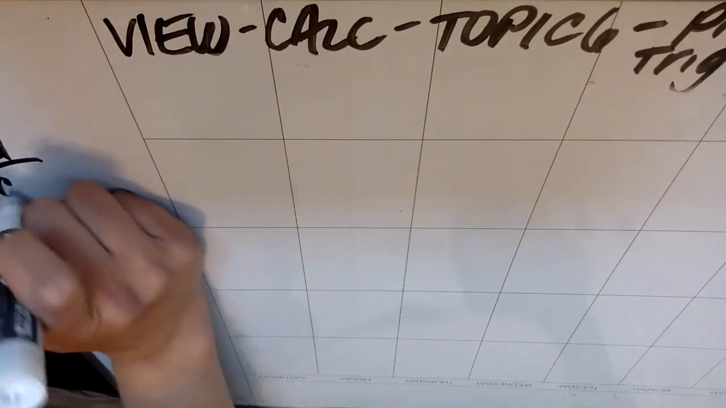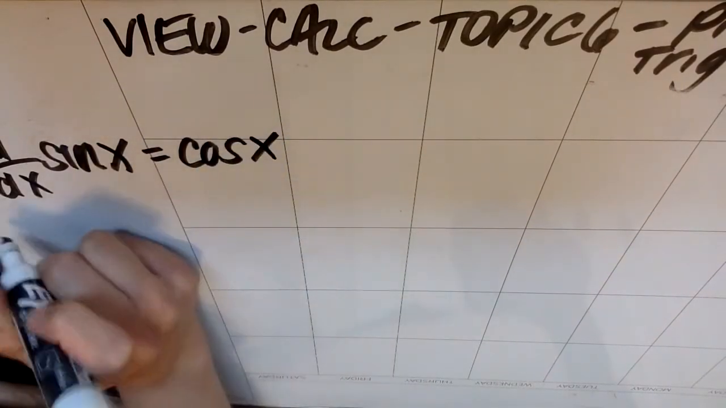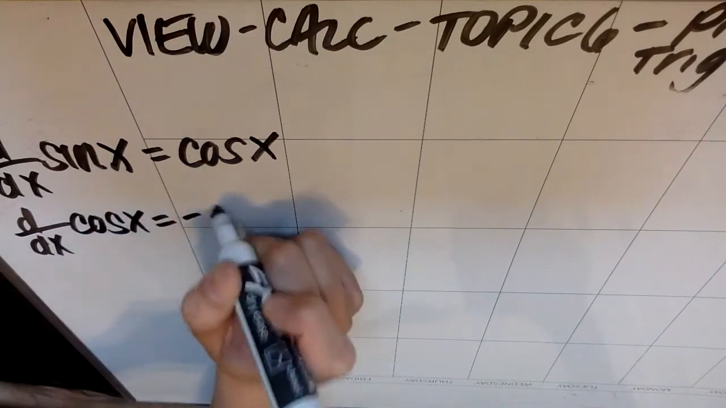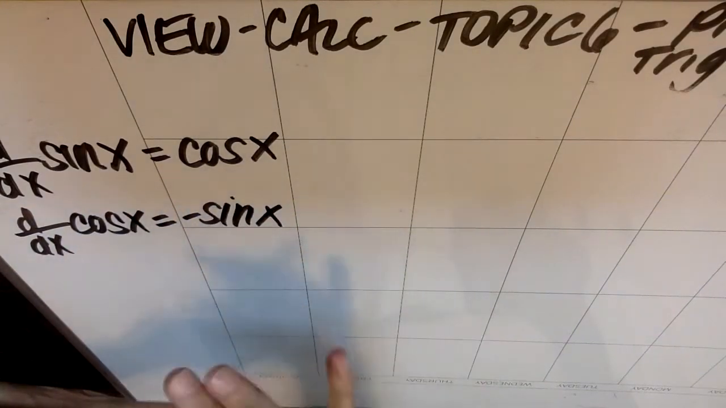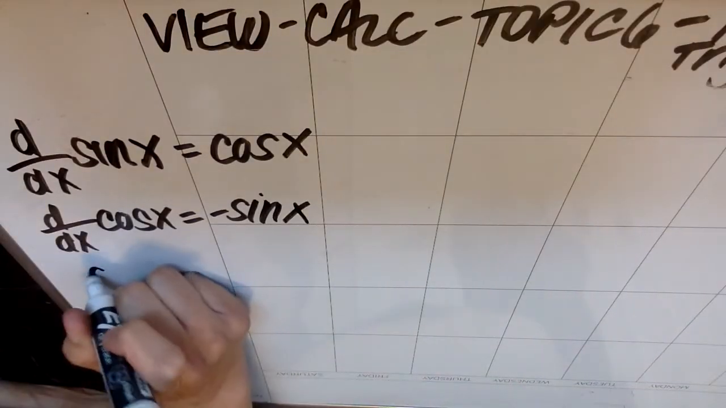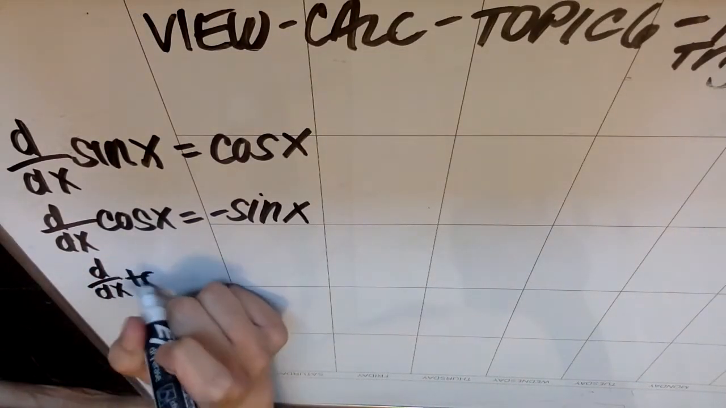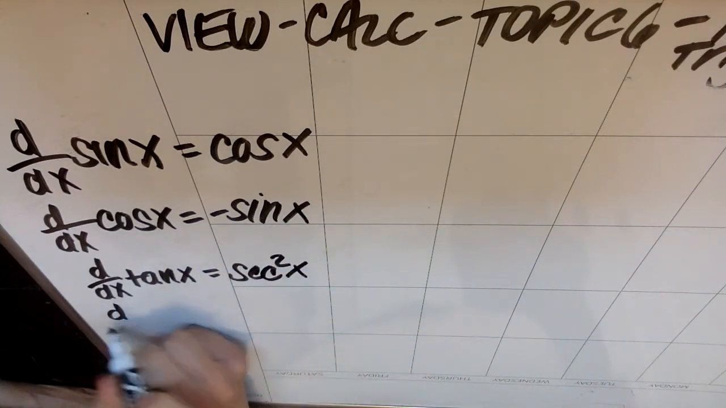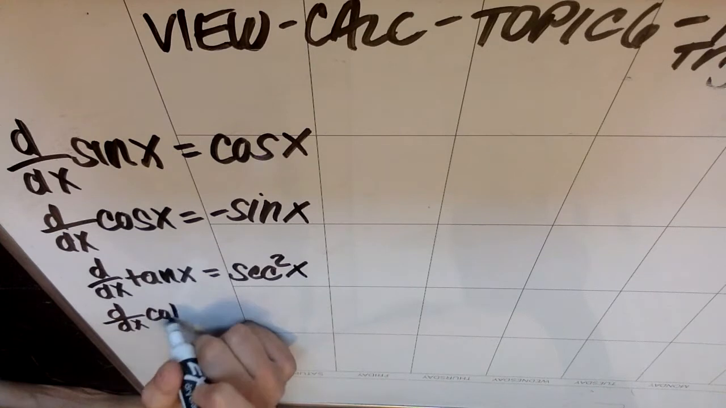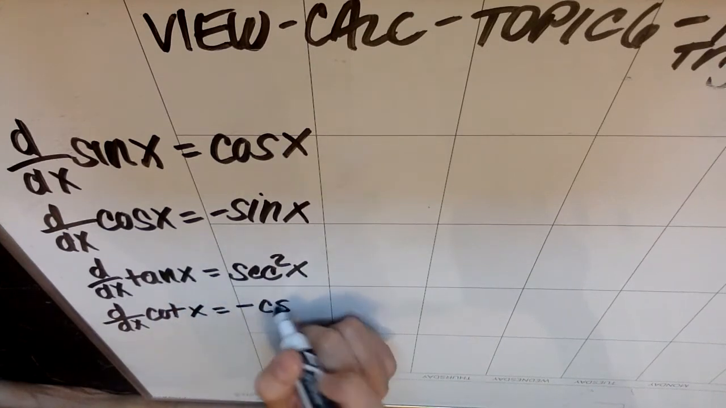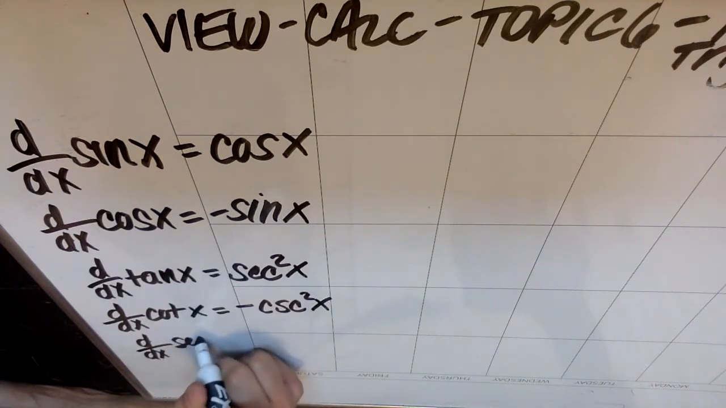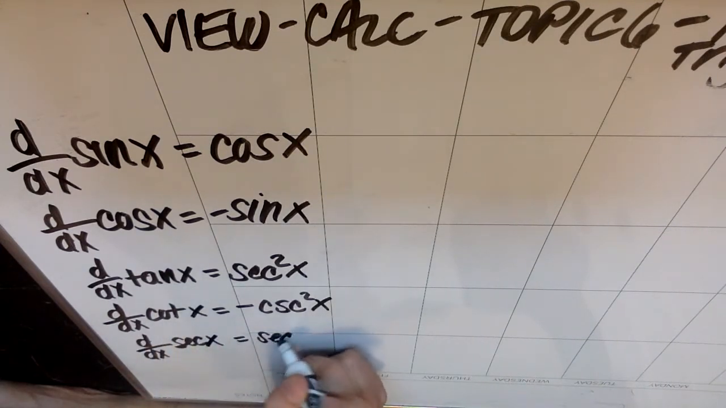The derivative with respect to x of the sine of x is cosine x. The derivative with respect to x of the cosine of x is negative sine. We'll talk about how that creates a loop in a minute. The derivative with respect to x of tangent x is secant squared of x. The derivative with respect to x of cotangent x is negative cosecant squared of x. The derivative with respect to x of secant x is secant x tangent x.